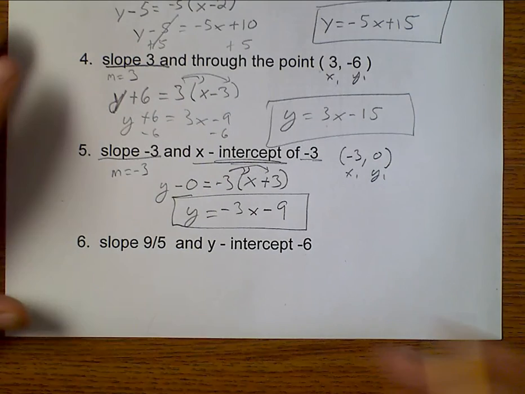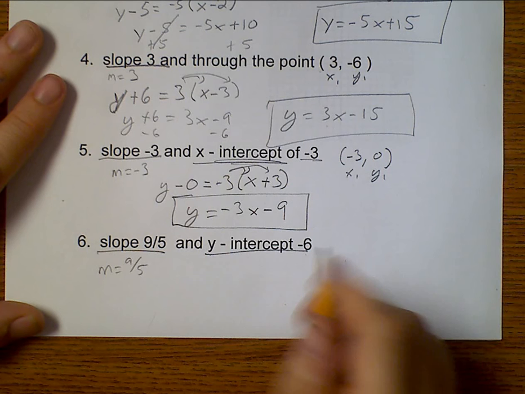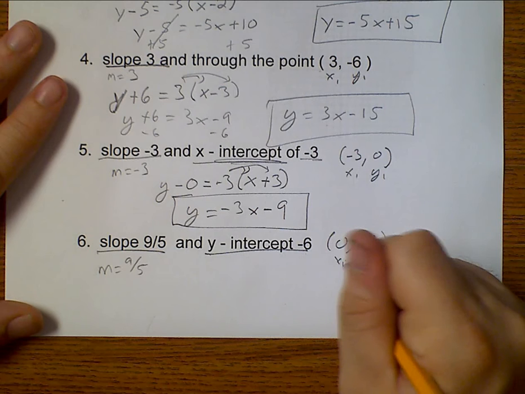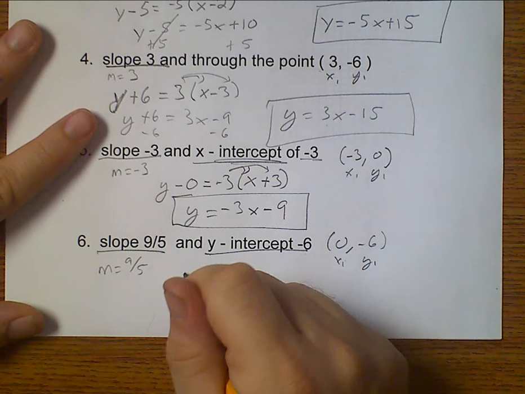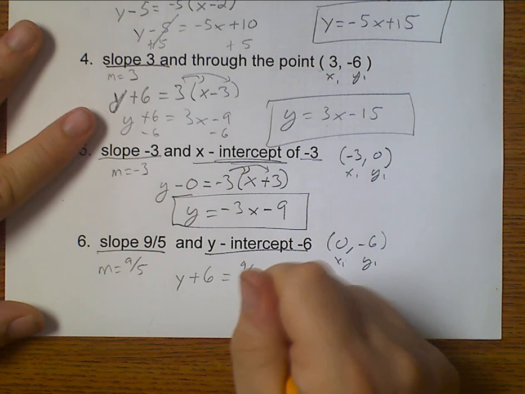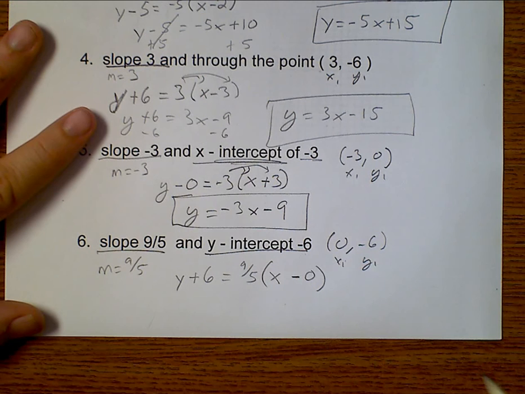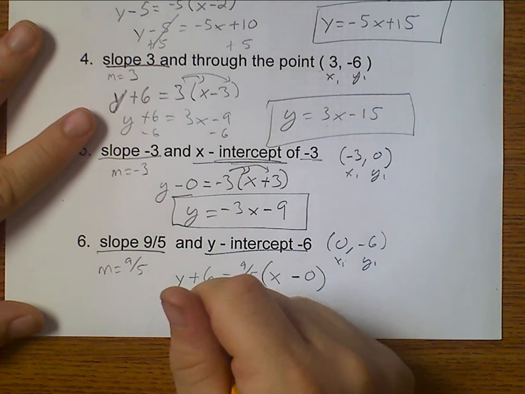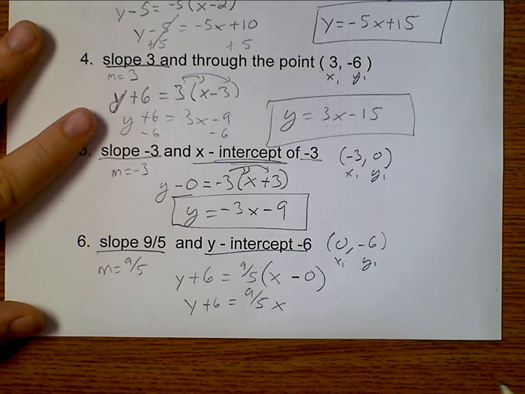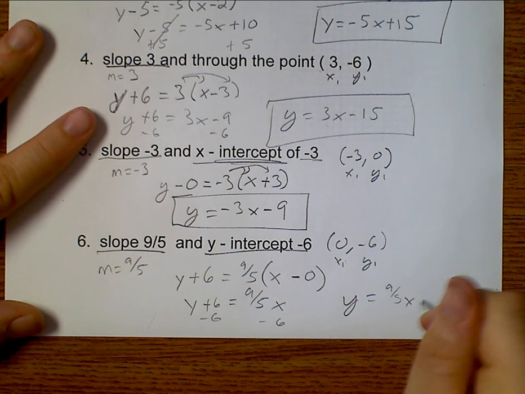And I'm given slope of 9/5, so m equals 9 over 5. And my y-intercept of negative 6, that means 0, negative 6. And so y plus 6 equals 9/5 times x minus 0. Well, x minus 0 is nothing, so we get y plus 6 equals 9/5 x. Subtract 6 from both sides, and I get that y equals 9/5 x minus 6.